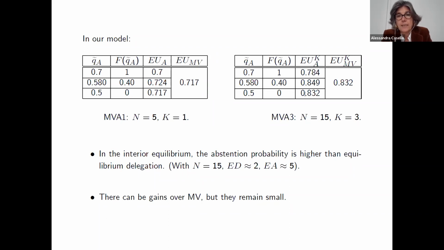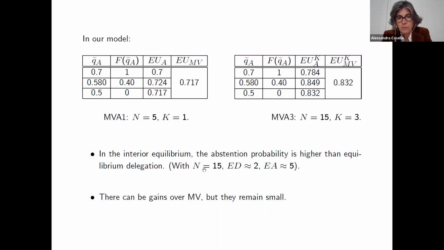And as expected, you have an equilibrium that is inferior to majority voting, one that is identical, meaning that no one abstains, and the interior equilibrium that is just slightly above. So relative to what we saw before with delegation, the results are very similar, but for the fact that there are more equilibria. So we have these equilibria at the boundaries we didn't have before. And in the interior equilibrium, the ex-ante probability of abstention is higher than we had for delegation.